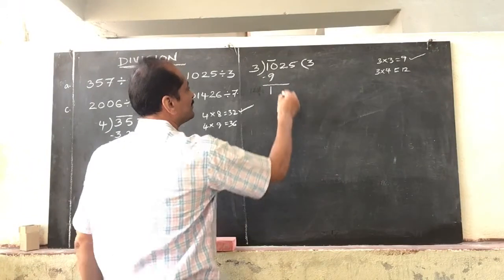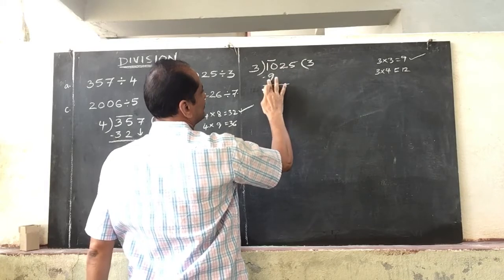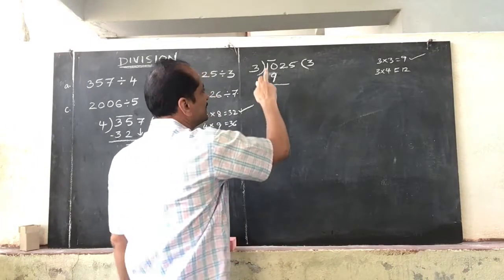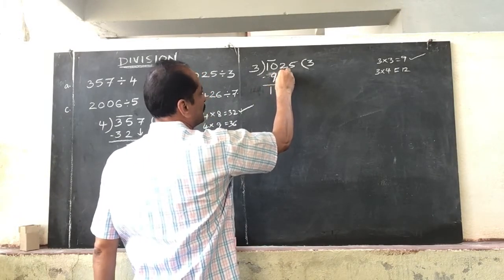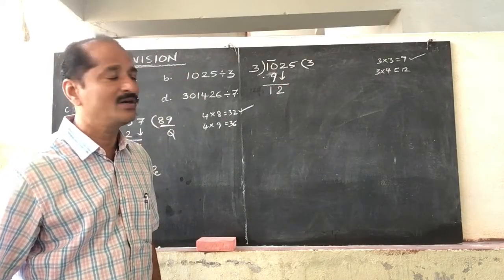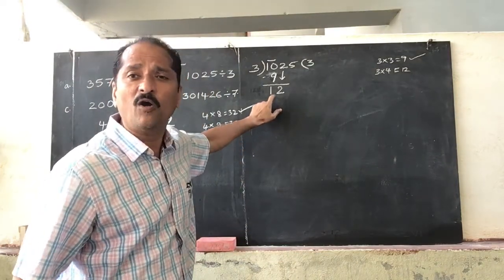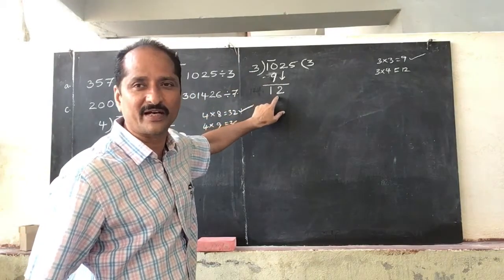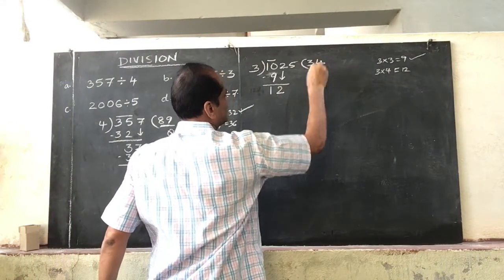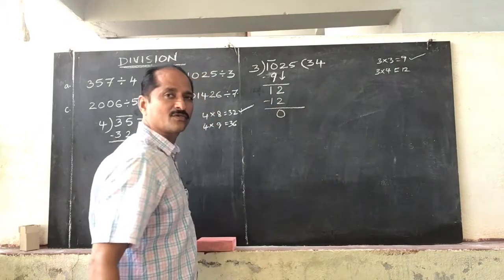Next, bring down the next digit. From 10 we have taken 9, but don't bring it again, so only write this 9 here. So 2 digits completed. Next, the third one is 2. Bring down 2. Now the dividend is 12. How many 3's are there in 12? Easily you can say 3 4's are 12. So 12 minus 12 is equal to 0.